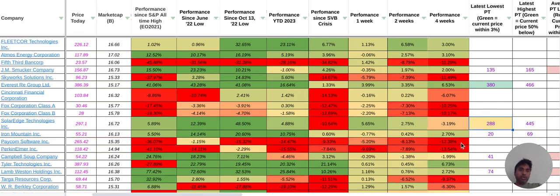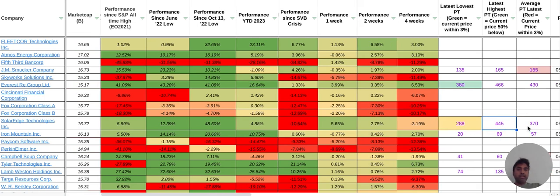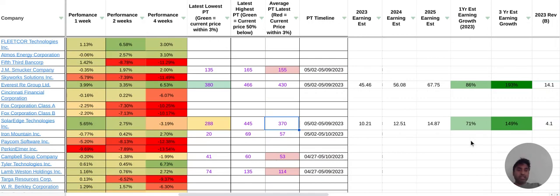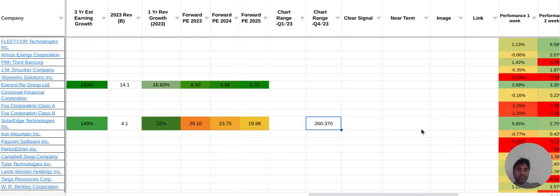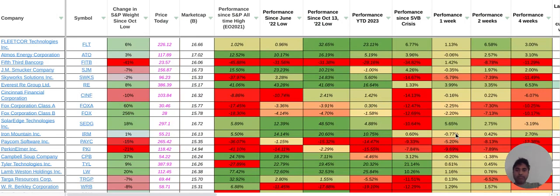288 is the lowest price target right now. The stock is at 296, and 445 is the high. So it's a high spread here. 370 is the median target, and the stock is 295.96. But if you look at the chart, it seems to me that 260 to 370 is a good price range because it's a zigzag chart. 260 has solid support, 270 could be the next stop. So I'd sell a put here for the 270. Okay, yep, that's basically it.